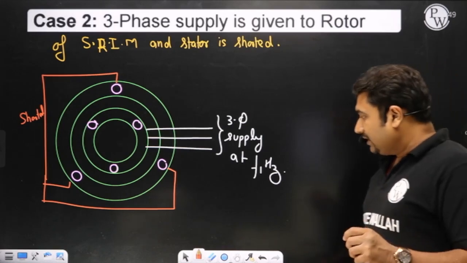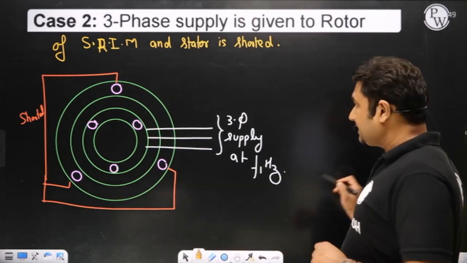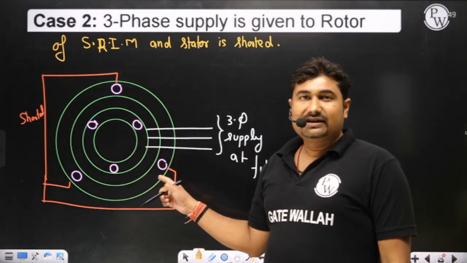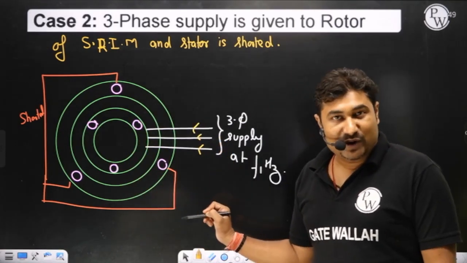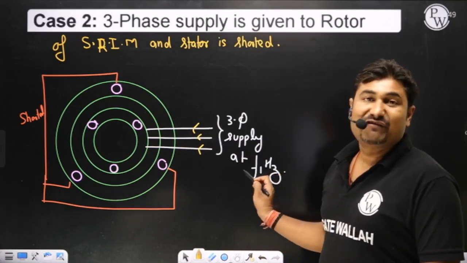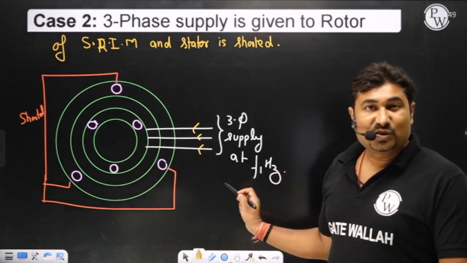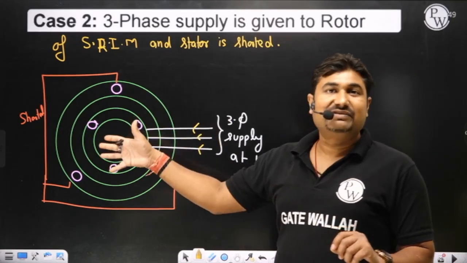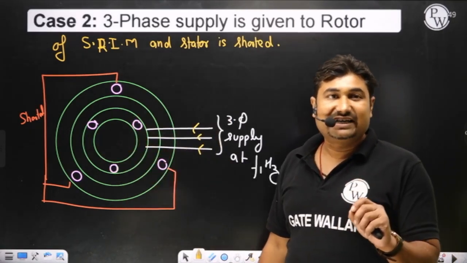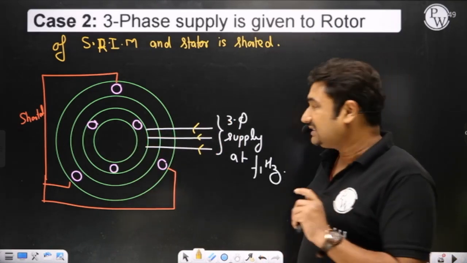Please tell me what happens when a 3-phase displaced winding is supplied by a 3-phase current displaced in time by 120 degrees having frequency F1. It will create a rotating magnetic field, sir. So under this condition, when the supply is given to the rotor, the rotor will create a rotating magnetic field, sir.